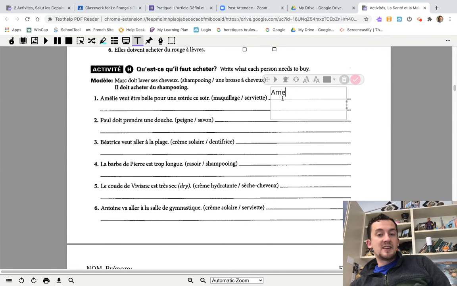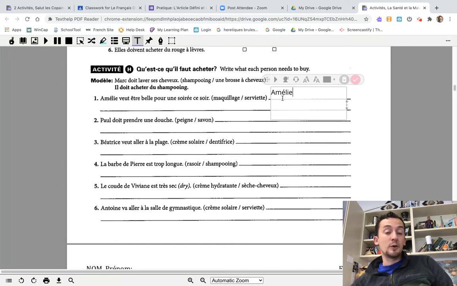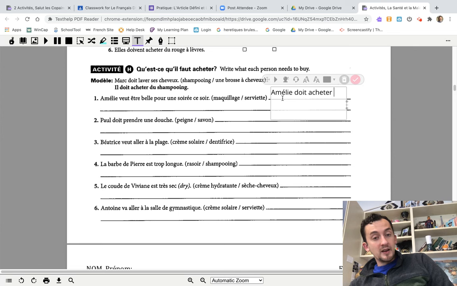So let's do number one together and show you some different ways you can do it. Amélie veut être belle pour une soirée ce soir. For une soirée, c'est une fête. It's another word for une fête. So we could say elle doit acheter, right? Du maquillage. She's got to buy makeup, and makeup is masculine, even though it ends in a silent E. We could also say, Amélie devrait acheter du maquillage. She should buy makeup. So that's another choice.